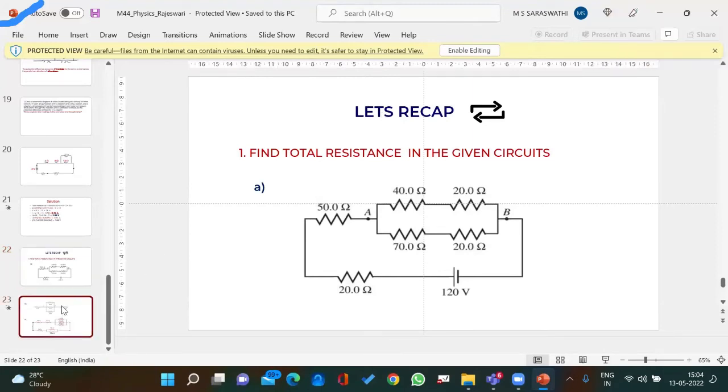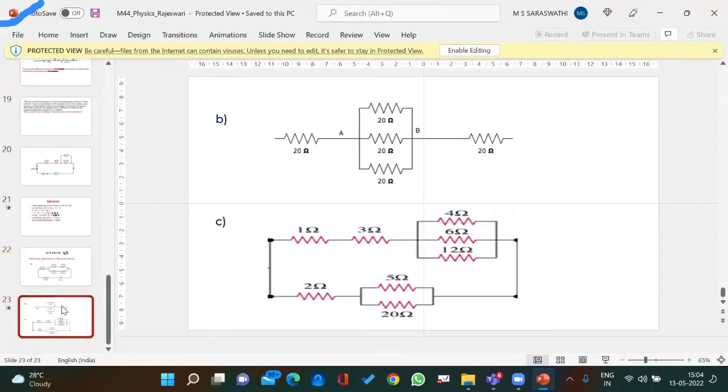Yes, ma'am. Can you do this? 46.6 ohm, ma'am. 46.67 ohms, correct. So this will be 1 by RP, which is 1 by 20 plus 1 by 20 plus 1 by 20 gives you 3 by 20. So RP will be 20 by 3, which gives you 6.67. So 20 plus 6.67 plus another 20 gives you 46.67.